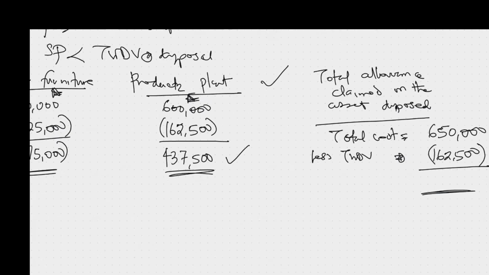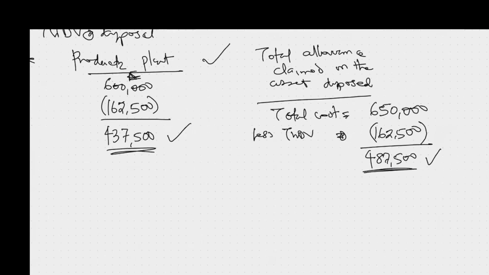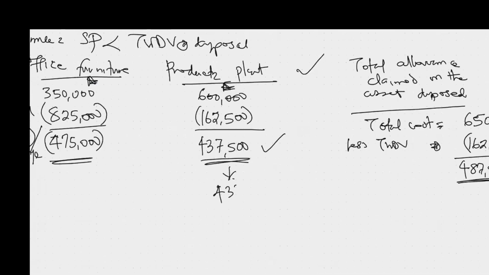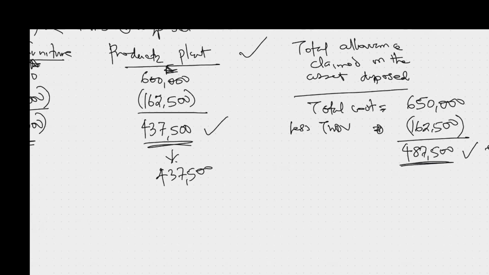So we are saying that your balancing charge that you calculated cannot be more than the total allowance claimed on the asset. So the total allowance claimed on this asset is now more than the balancing charge. Therefore, our balancing charge will be 437,500. Assuming this was 300,000, then our balancing charge will be restricted to 300,000.